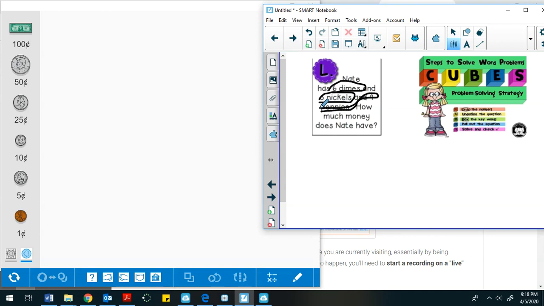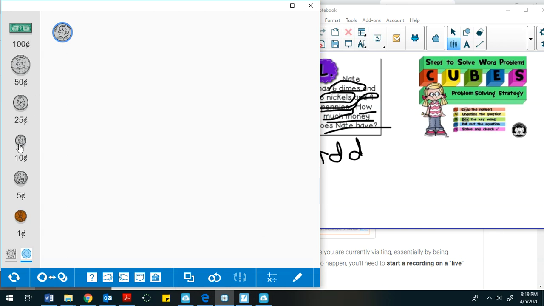pennies. Now, the next step is to underline the question. How much money does Nate have? I need to box the keywords here. My keywords would be how much. How much tells me I am adding. So I need to add up all of my money for Nate.